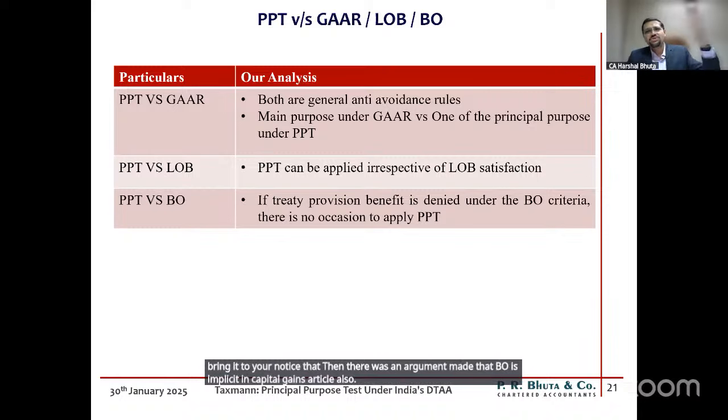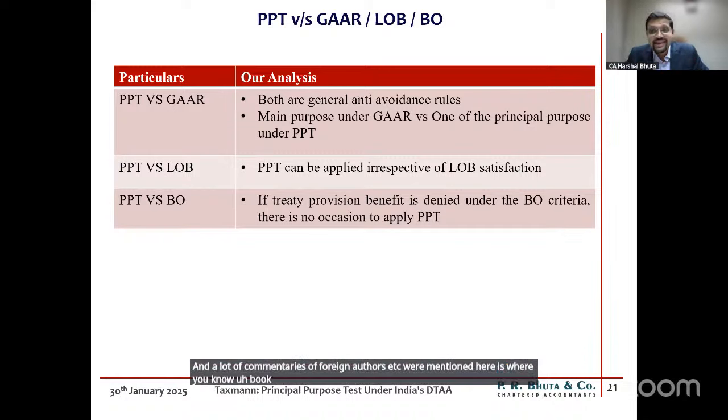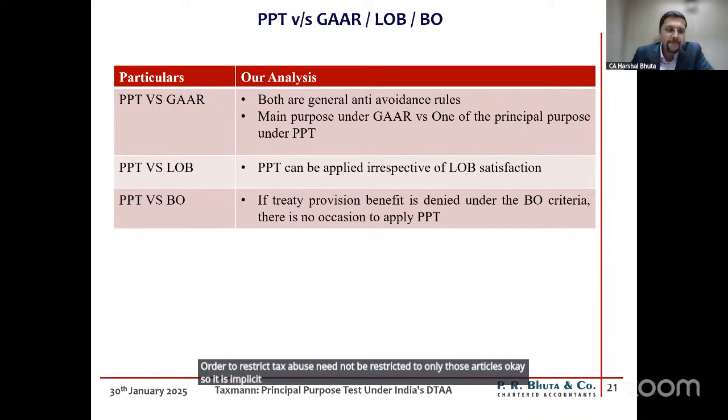And a lot of commentaries of foreign authors, etc. were mentioned. Here is where the book of Professor Michael Lang, under whom I have learned tax, was also referred to and stated that BO is only one of the criteria in order to restrict tax abuse, and need not be restricted to only those articles. Okay, so it is implicit in other articles too. If we go by that, then if the beneficial ownership criteria is not satisfied, then anyway you're not going to get the benefit of that article per se.